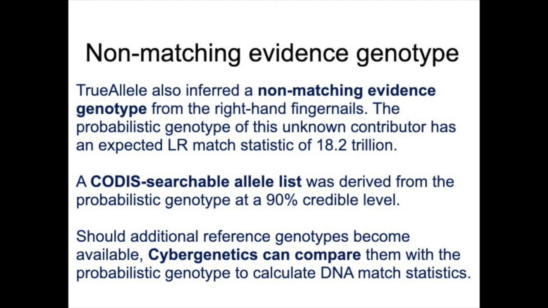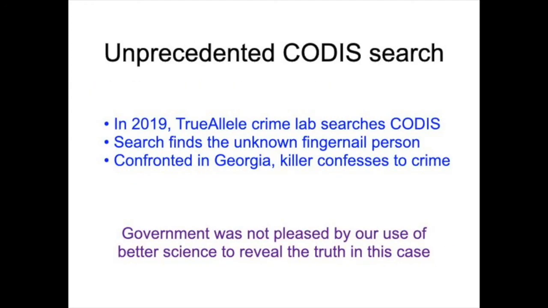So the question was, how are you going to search it in CODIS? We developed an allele list that could be searched in CODIS, and TrueAllele can make a comparison to the original genotype that we have in order to determine whether or not somebody's there and get an actual match statistic. So we did an unprecedented CODIS search. The lab that uses TrueAllele in South Carolina researched the CODIS rules for a year, developed protocols, and did a CODIS search out in South Carolina. And we found the killer. He was in Georgia, and when he was confronted, he confessed to the crime.